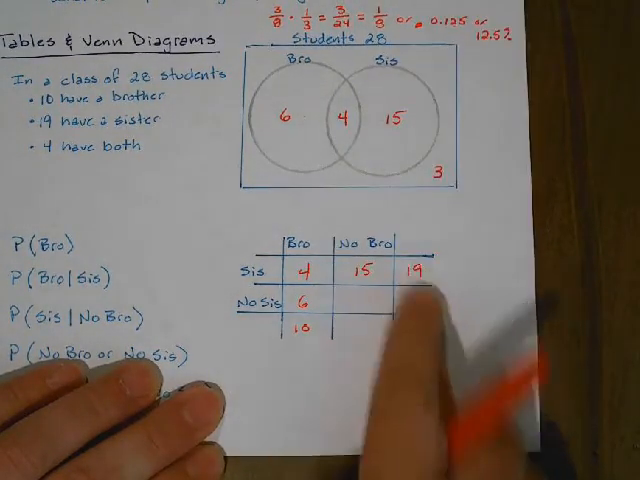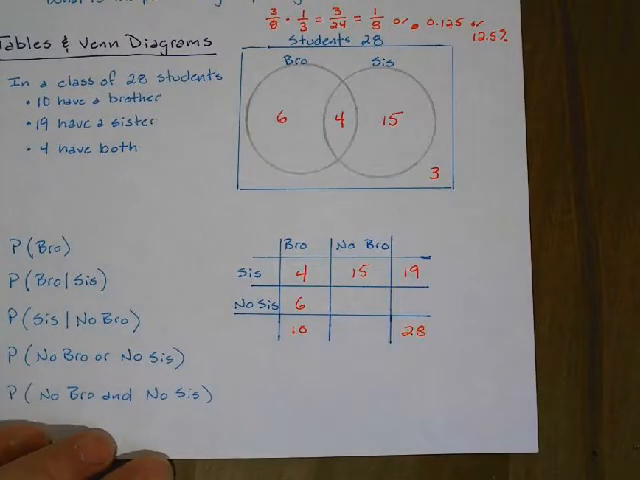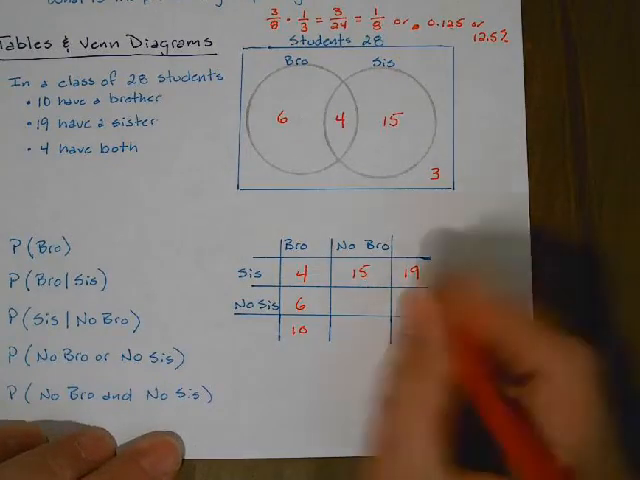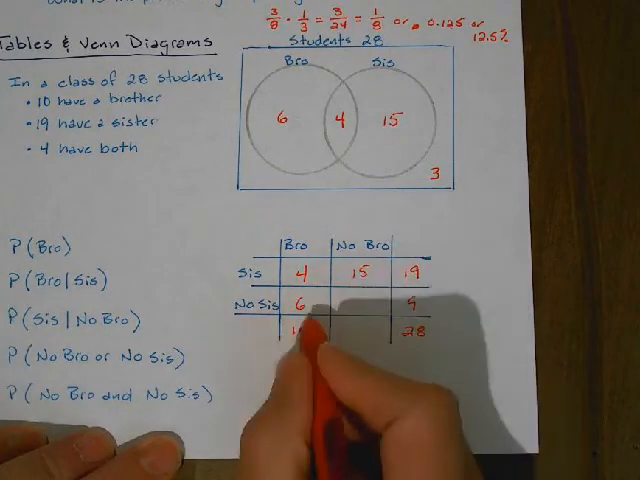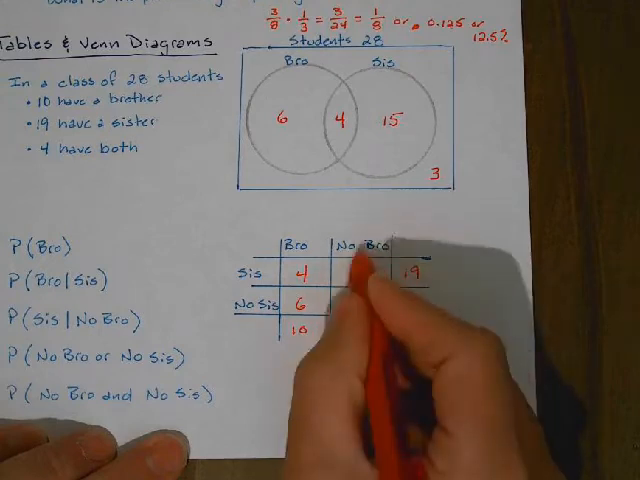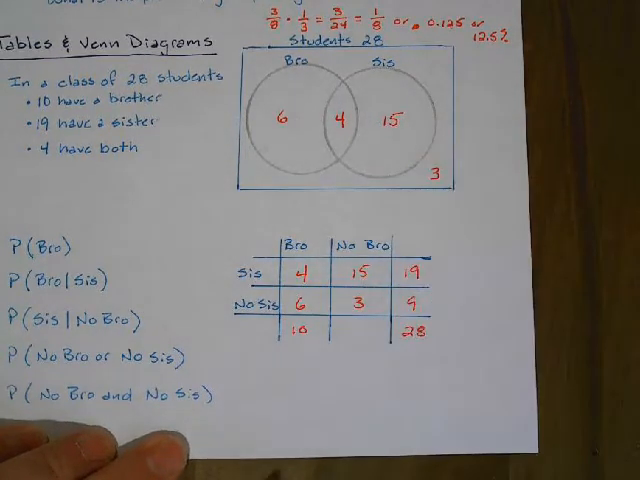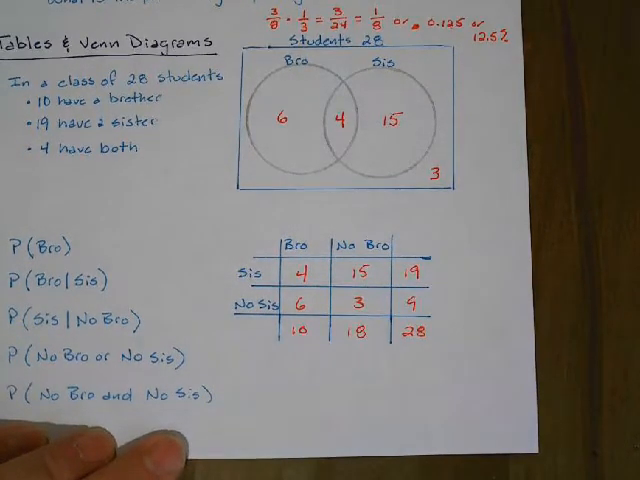Well, we've got 19. Sorry. We've got 19 that have a sister, and there's a total of 28, so that means 9 of them don't have a sister. Which means over here, we've got 3 with no brother, no sister, which is over here. I said there were going to be 3 with no brother, no sister. That means we have 18 with no brother at all.